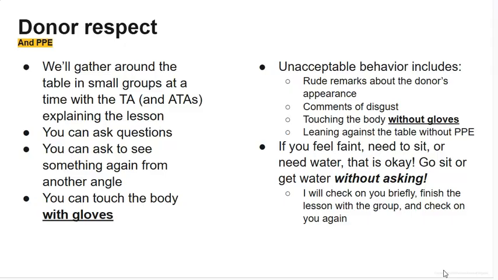All right. And big note, if you feel faint or you need to sit down, this is not at all a sign of weakness or anything. That is totally okay. And please just do what you need to do without even asking. If you need to sit down, just step back, go back to your table. If you need to lean against the wall, feel free, you can do that.